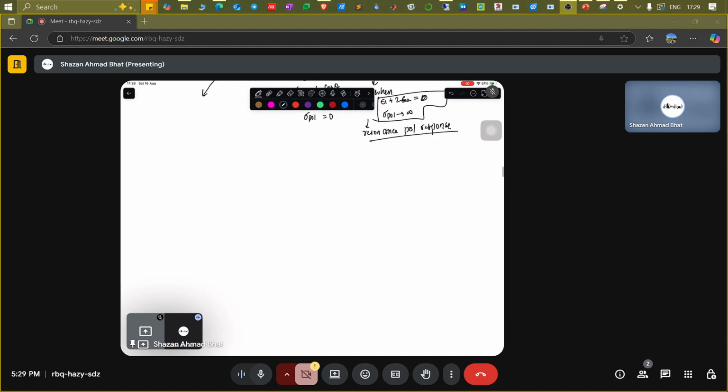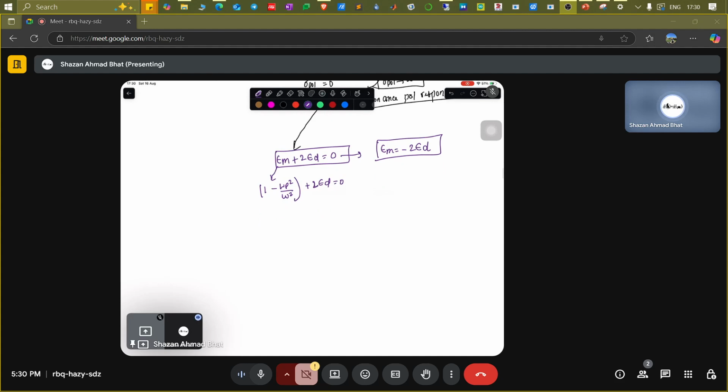Okay. So what is going to happen is that if you solve this particular thing, epsilon metal plus 2 times epsilon dielectric equals 0, you know that epsilon metal is 1 minus omega p square divided by omega square, so 1 minus omega p squared over omega squared plus 2 times epsilon dielectric is equivalent to 0. So from this particular equation, you can also say that epsilon metallic is equivalent to minus 2 times epsilon dielectric. This is the condition for the resonance to happen.